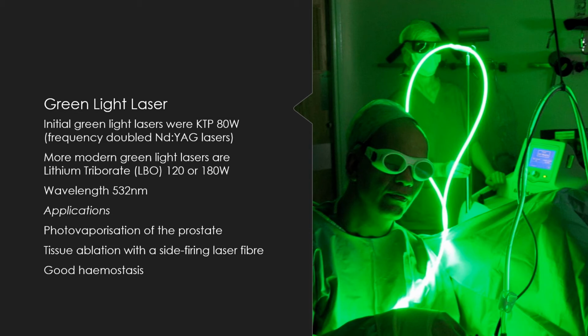Initially, these green light lasers were KTP YAG lasers with a wavelength in the visible spectrum of 532 nanometers. These lasers, however, did have limited power, usually 80 watts, and this could result in slow vaporization for larger adenomas. Newer green light lasers use a different gain medium, which is lithium triborate. This has resulted in the ability to increase the power output of the laser to 120 watts, and now there are even 180 watt green light lasers.